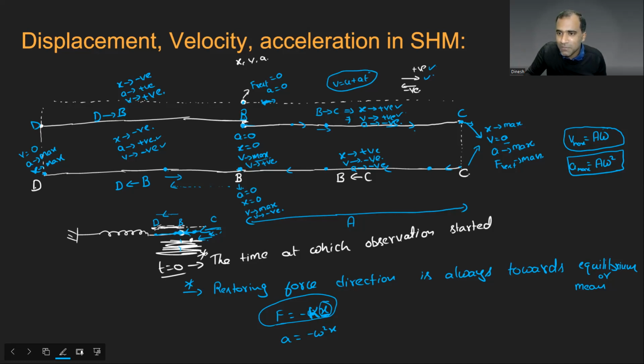If you are not convinced, I'll tell you why it is same in the onward journey or return journey. See, there is a formula for velocity. What is it? Omega into root of a square minus x square. Do you remember this? Yes, sir. Whether it is onward journey or return journey, at the same point, displacement is same. If you substitute the same displacement, velocity should be same, but its direction might be different based on onward or return journey.